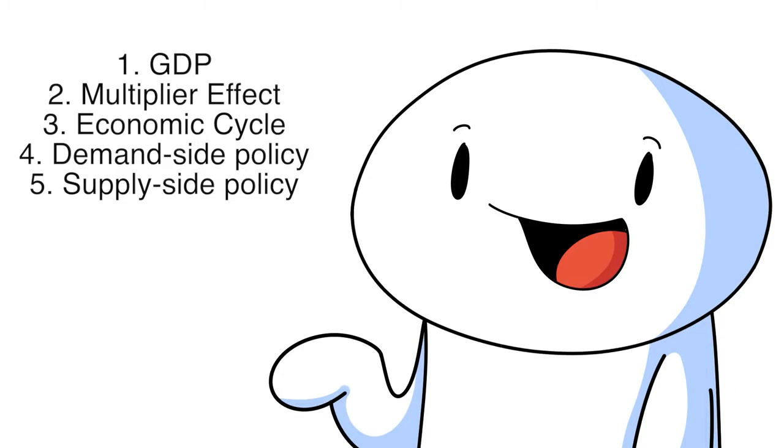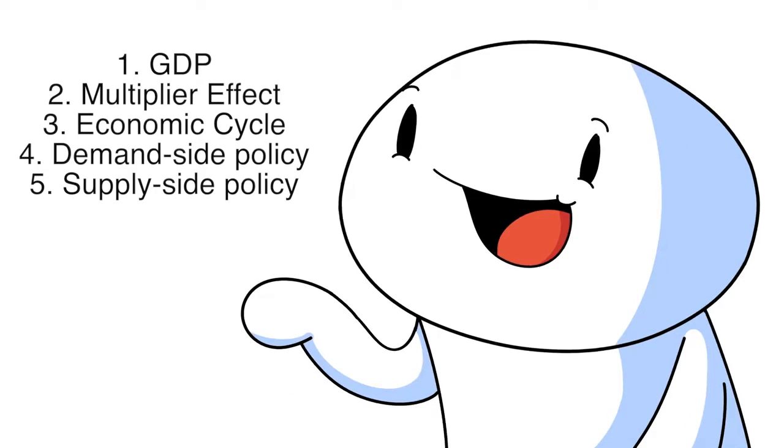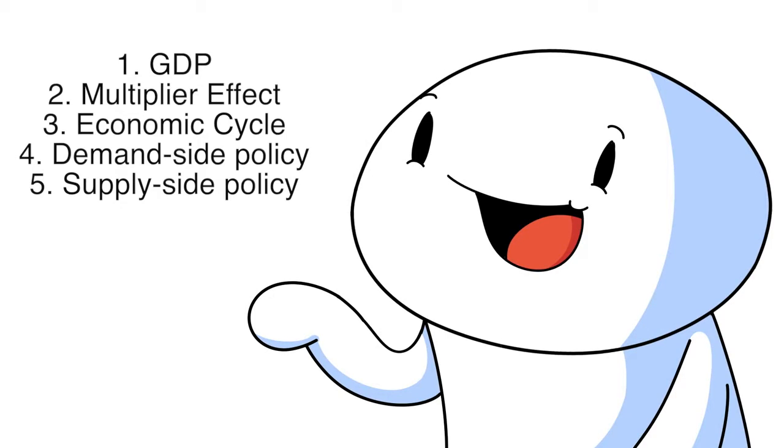I arranged the structure of this video as follows. First, I talk about the gross domestic product or GDP. Then I show you what the multiplier effect is. Later on, I give you an overview about the economic cycle. After that, I show you what the government can do to influence the economic cycle, like demand and the supply side policies. Okay, let's start.